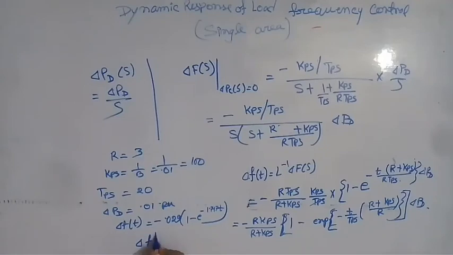So delta f steady state is equal to minus 0.029 Hertz.